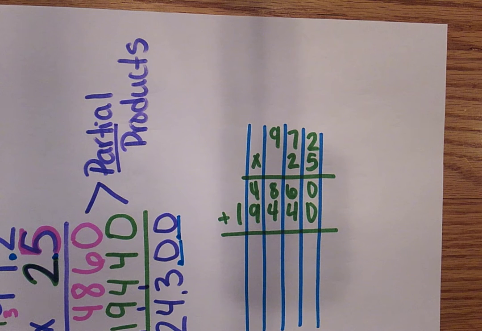So get out some loose leaf if you're having trouble keeping those numbers neat, and just turn it on your side so that you keep nice columns.